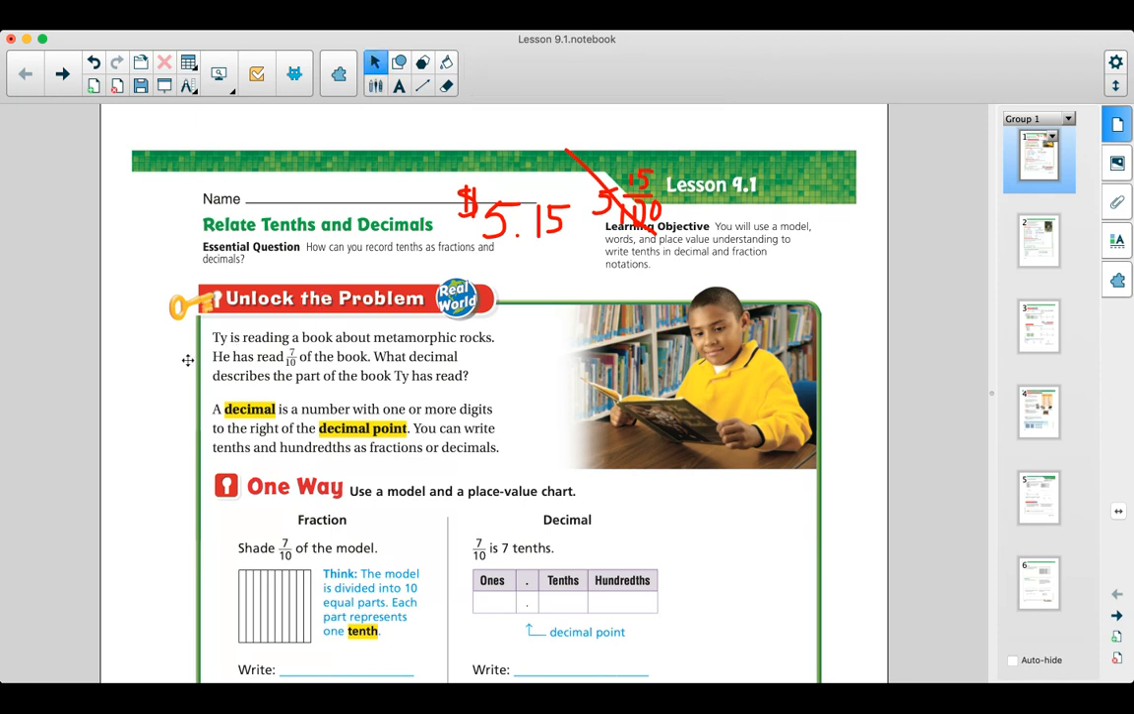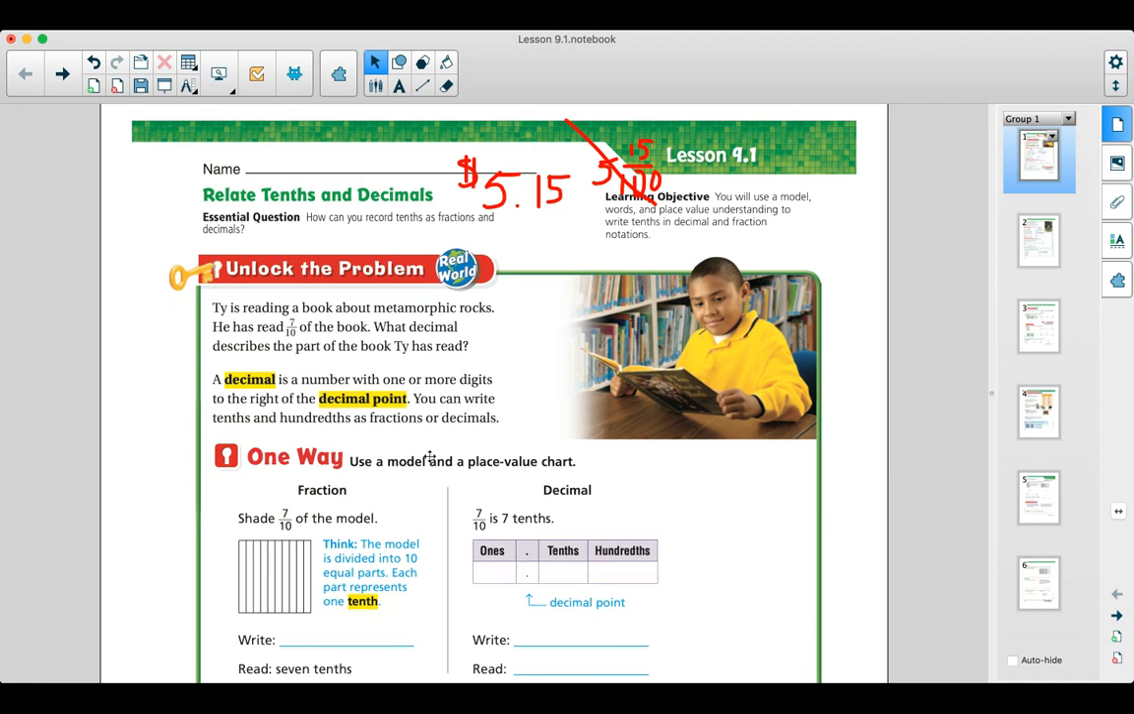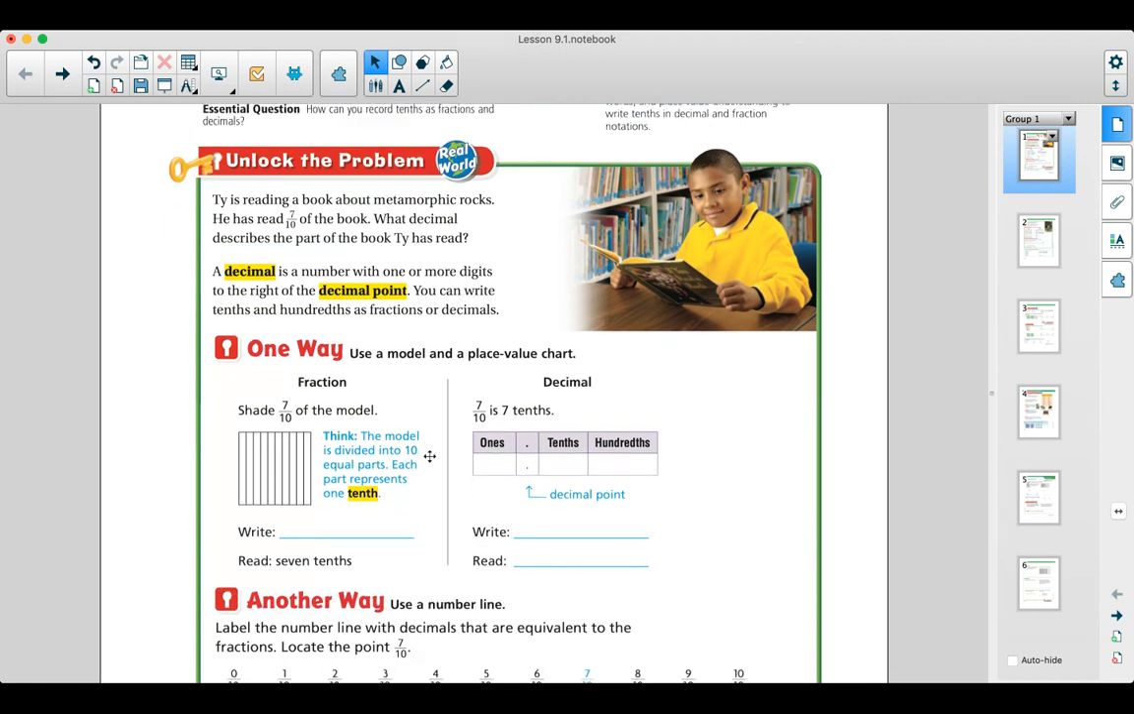Unlock the problem. Ty is reading a book about metamorphic rocks. He has read 7/10 of the book. What decimal describes the part of the book Ty has read? So right here, 7/10 is a fraction. A decimal is a number with one or more digits to the right of the decimal point. You can write tenths and hundredths as fractions or decimals. Okay, so it's the same number, we're just writing it two different ways.